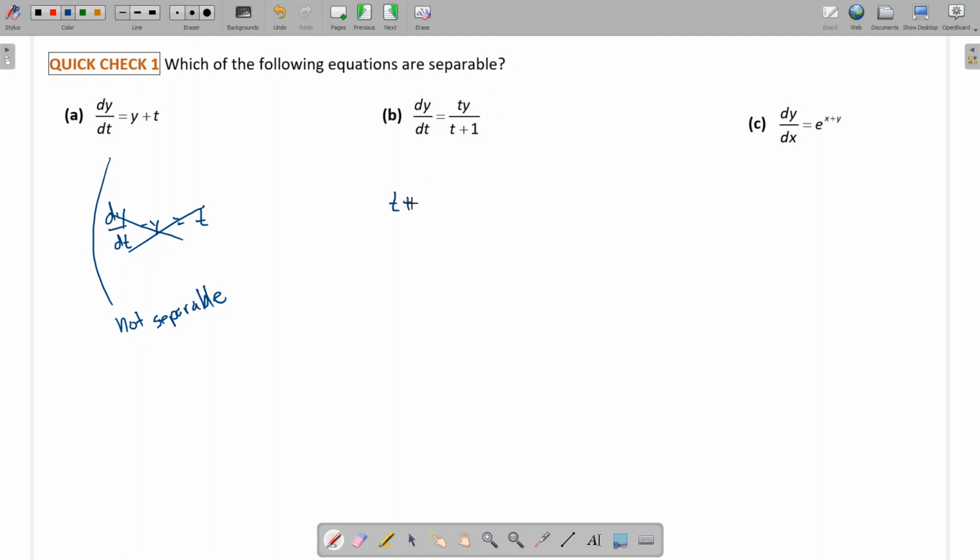T plus 1 times dy equals ty dt. Well, we've got y's and t's in the wrong places. So what I need to do is divide by this t plus 1 on this side, and then divide by y over here. So we end up with dy over y equals t over t plus 1 dt. So this one is separable.